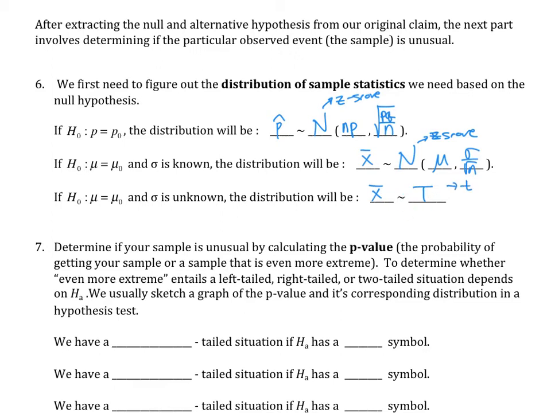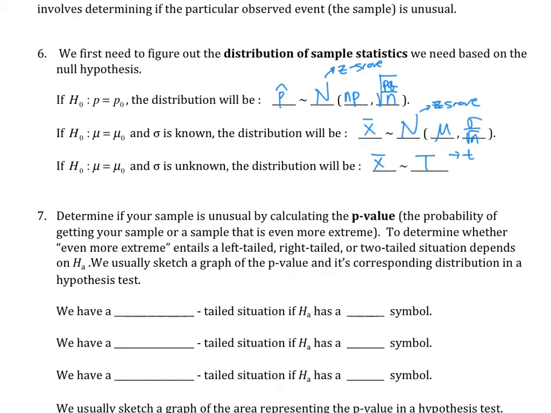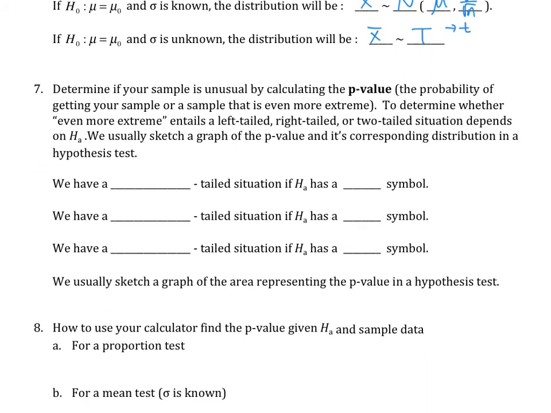One more piece of information we need to find the p-value is the tails. When we have a left tail situation, then HA, the alternative hypothesis, has this symbol. If you have a right tail situation, then HA has this symbol. When you have a two tail situation, then your alternative hypothesis has a not equal to symbol. This will be needed when we input our information into a calculator.